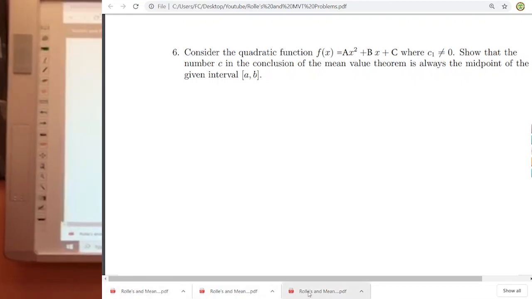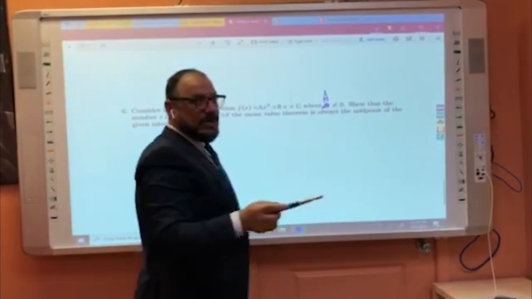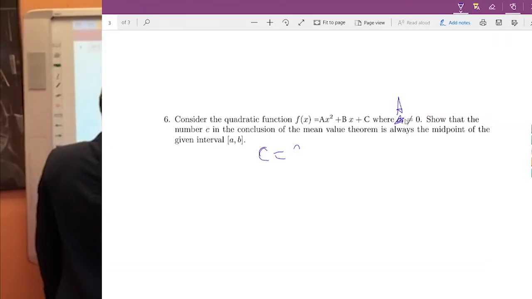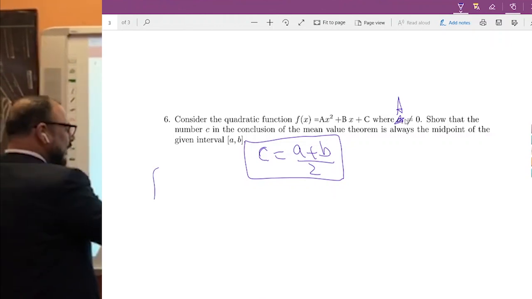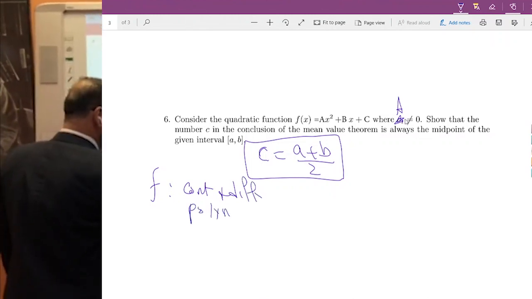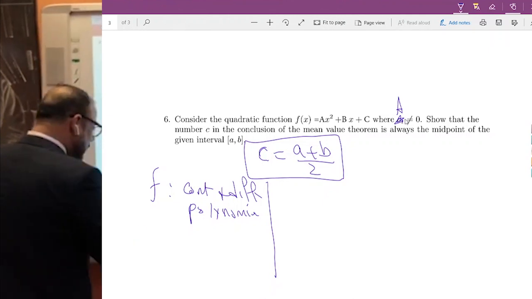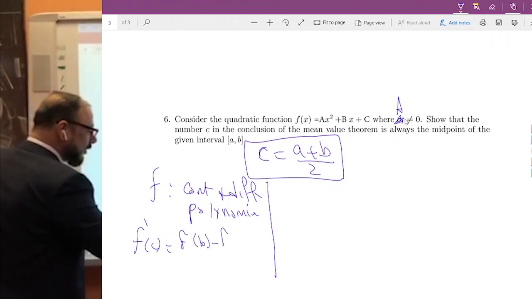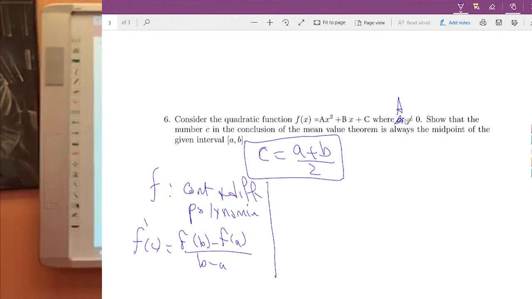Where's the problem? A cannot be 0. How do we solve this one? We need to prove that c equals the midpoint, that's what we need to prove. I'm going to start with what we want. Now, f is continuous and differentiable because it's a polynomial, right? This is number one. Then by the mean value theorem, f prime of c equals f of b minus f of a over b minus a. Good? I'm going to finish this problem on the board because I need more space.